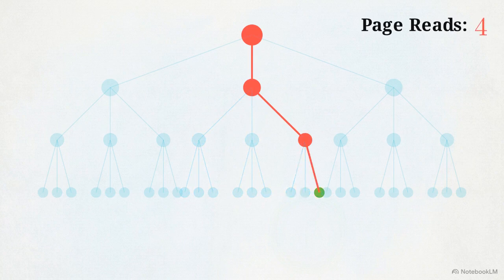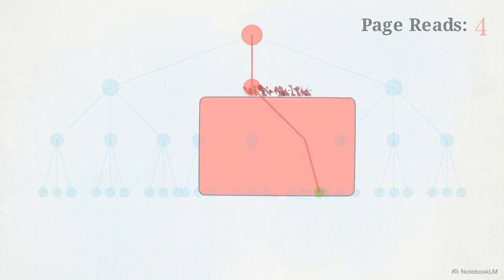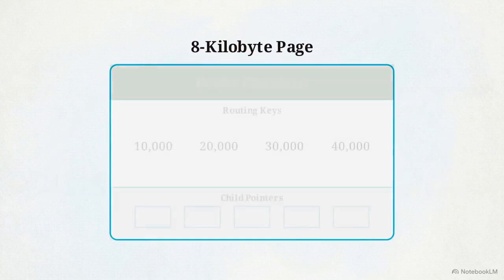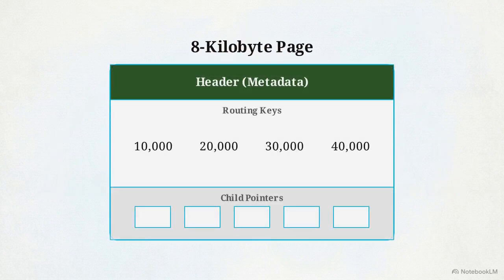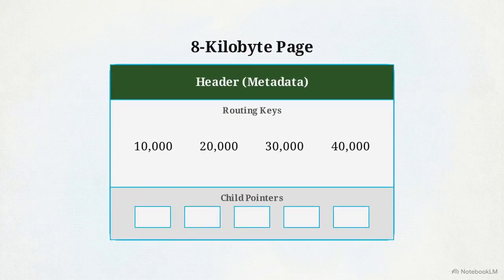Zooming in on one of those chunks, we can see the basic building block of the whole system. The database organizes everything into fixed-size rooms called 8 kilobyte pages. This size is intentional. It perfectly matches the physical sectors on your storage drive, meaning the computer can grab an entire page in a single clean motion.